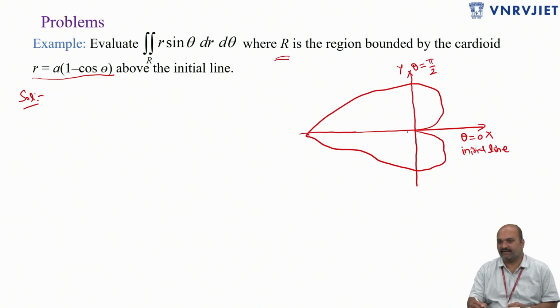Actually, this is the cardioid. But here, we have to consider a region above the initial line. Above the initial line means above the x-axis. So, above the x-axis means what is the region of integration here?